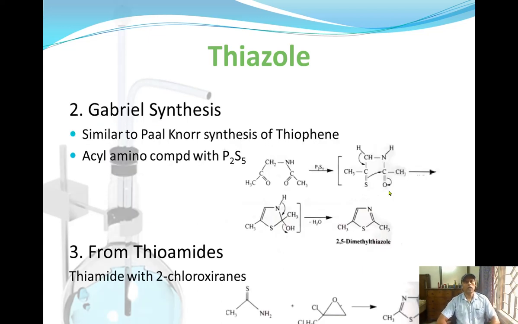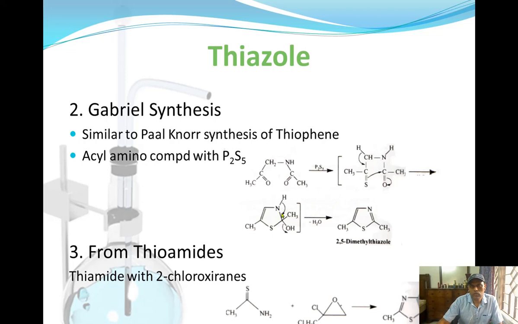The second one is Gabriel synthesis. This synthesis is similar to the Paal-Knorr synthesis of thiophene. So here, acyl amino compound, you have come across this acyl amino compound, right? This acyl amino compound is going to react with phosphorus pentasulfide, and here a rearrangement is going to take place.